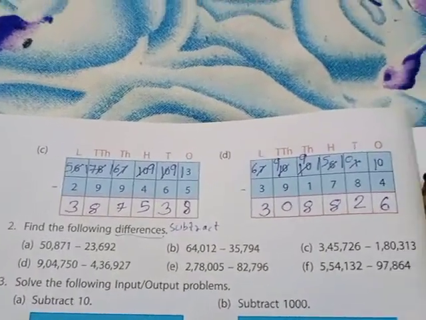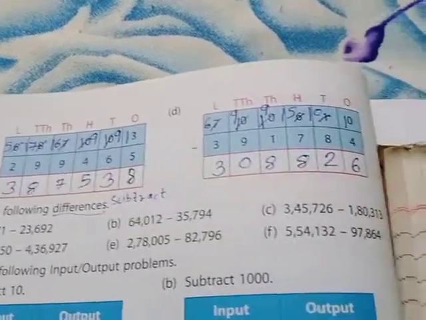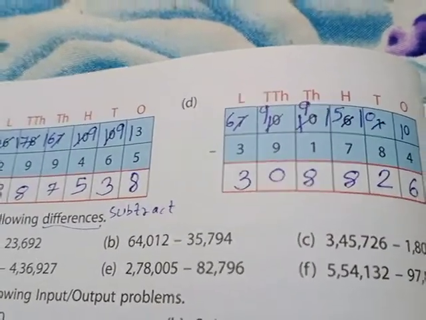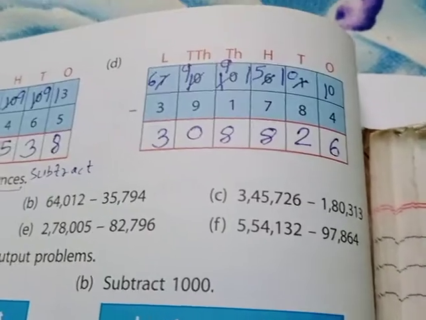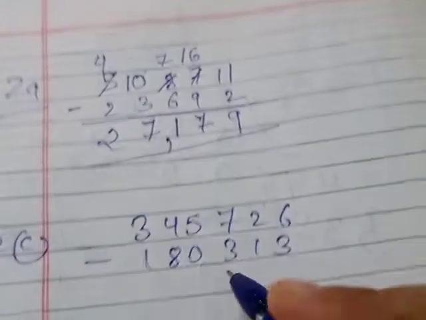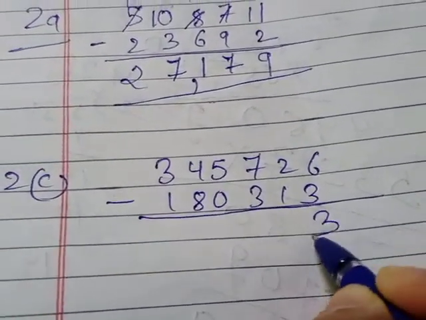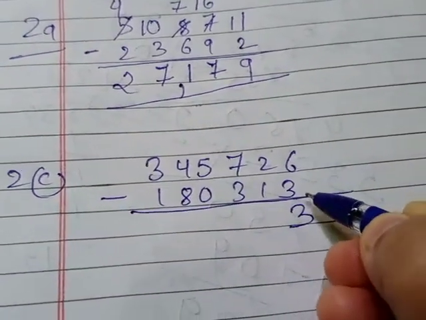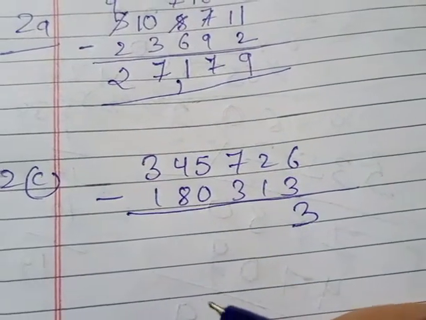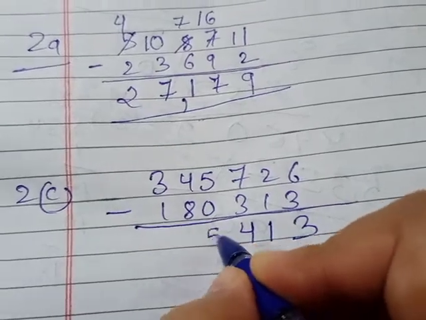Okay, I will start doing question number C, 2C. The question is 3,45,726 minus 1,80,313. Yes, I have written the question. We will start solving. 6 minus 3 will be 3. Bigger number can subtract the smaller one, but a smaller one cannot subtract the bigger one. Only this thing we have to keep in mind. 2 minus 1 is 1, 7 minus 3 is 4, 5 minus 0 is 5.